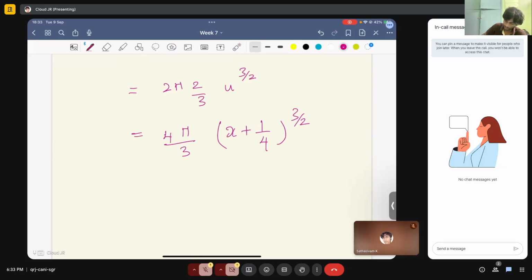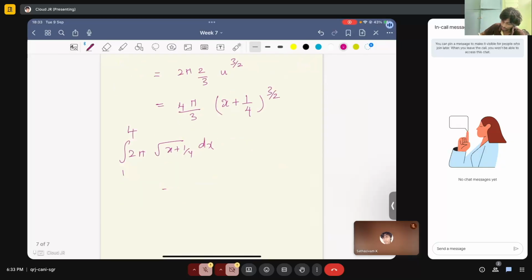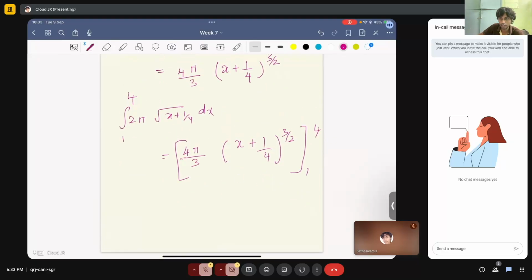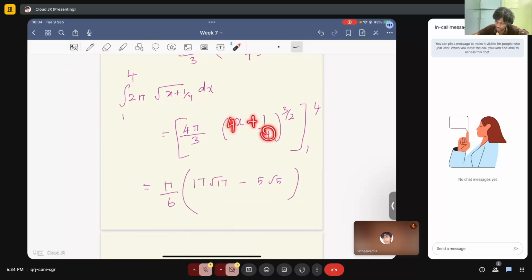So if you look at the integral, 2 pi square root of x plus 1/4 dx from 1 to 4 is nothing but 4 pi by 3 times x plus 1/4 to the 3/2, evaluated from 1 to 4. So this is all. I will leave it here, but you can just evaluate and simplify. If you simplify, you will get an answer something like pi by 6 times 17 square root of 17 minus 5 square root of 5. But for all practical purposes, I think it's not very important to do it. Basically you will get 4x plus 1/4, and then you have to do some trick and some cancellation, and you will end up getting this.